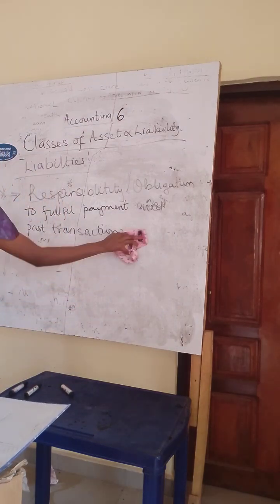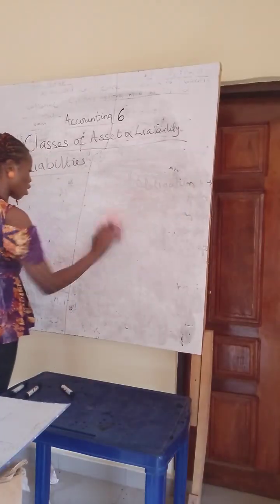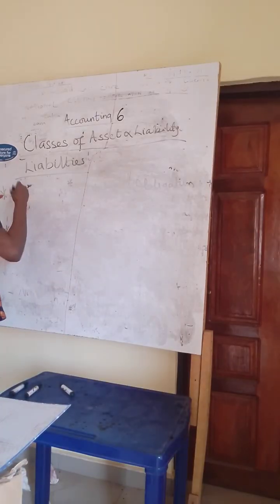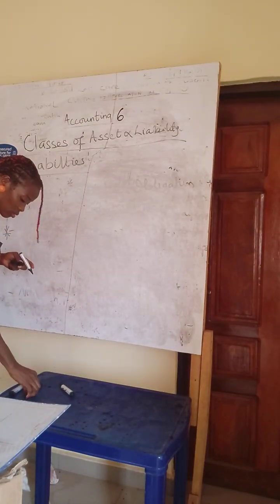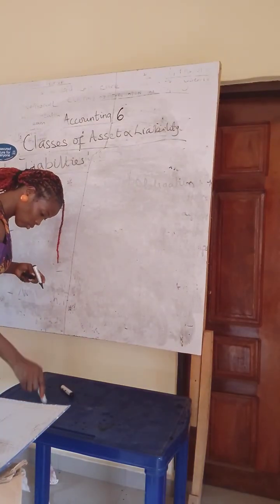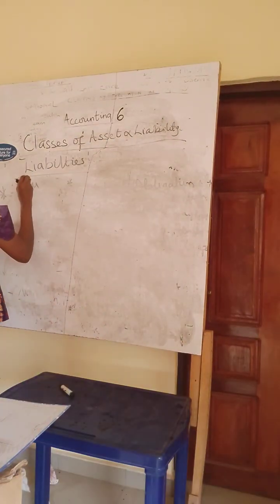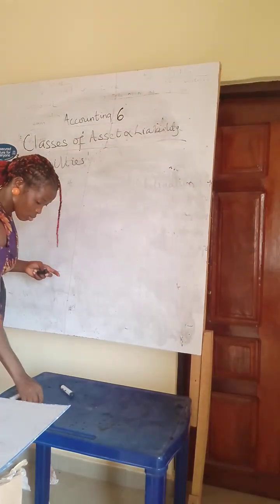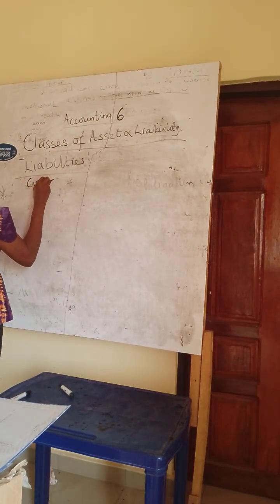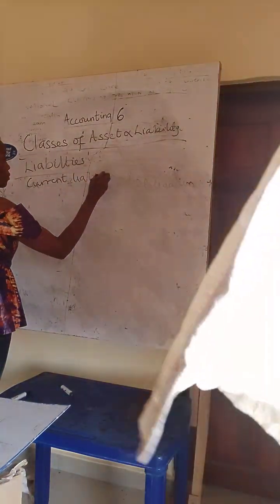Now there are two types of liability, just like we have in our assets, current and non-current. We have current liability and what? Non-current liability. We have current liability. Now a current liability is a liability that fits those definitions I gave earlier on.